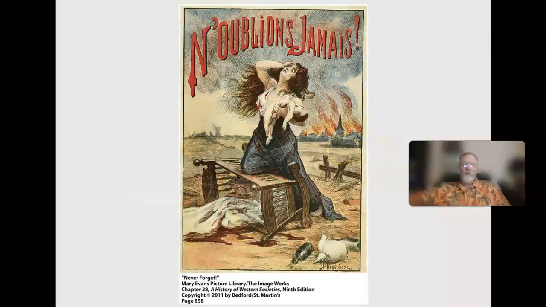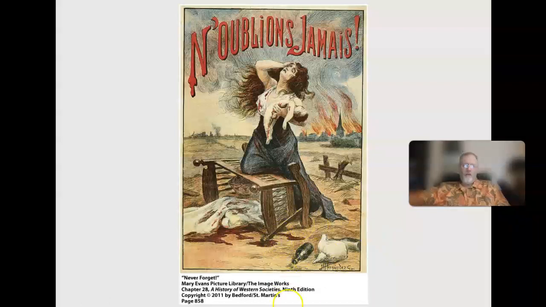This is an interesting never forget image. This is a French N'oublions jamais. I don't know, am I saying that right? This is basically the emotions. You're supposed to get the emotions out of this. Here we have a French woman with a dead baby. The city's burning in the background. This is a German soldier hat. I think it's German or Hungarian. Let's see what my notes say.